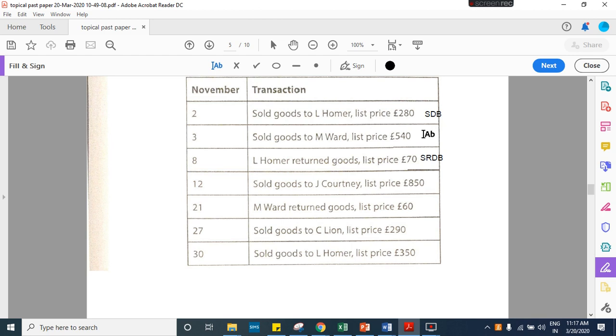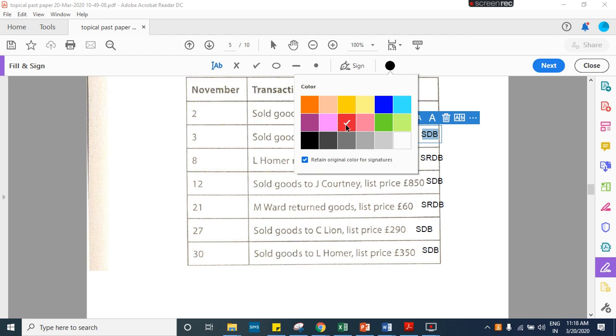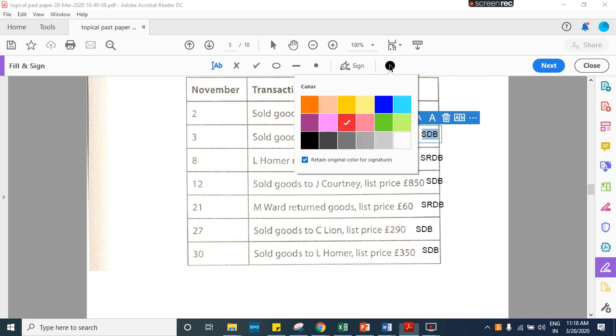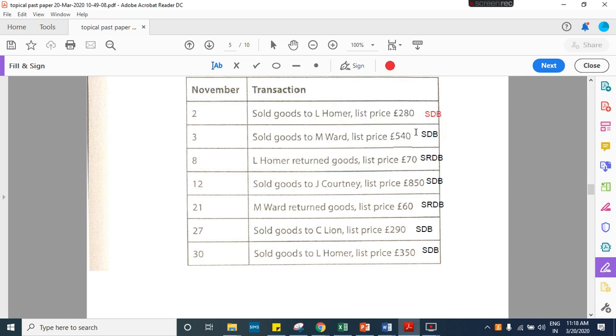Hope you had identified. Now let's check the answers. Sales day book. And this one you can see again, sold goods, therefore sales day book. Returned goods, therefore sales returns day book. Again, it's sales day book. And the last one, again, sales day book. So let me put all the sales day book entries into different colors. Now let's post all these entries to the sales day book and to the sales returns day book.